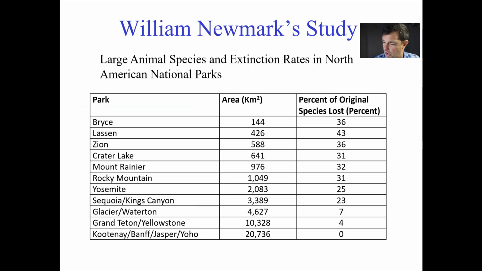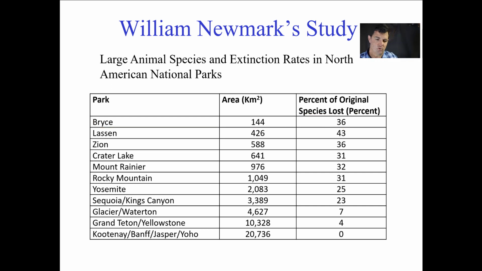Okay, so another guy, William Newmark, did a study, his PhD thesis, looking at large mammal species and extinction rates in national parks. So if you look at a park like Bryce National Park, pictured right here in Utah, it is a very small park. It's only about 144 square kilometers. So a place like Bryce National Park has lost 36% of its large mammal species.